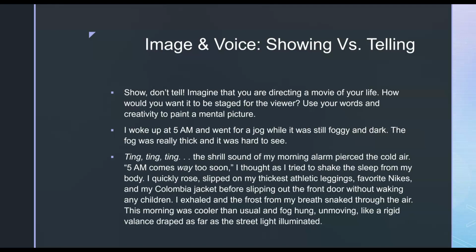This morning was cooler than usual, and fog hung unmoving, like a rigid valance draped as far as the streetlight illuminated.